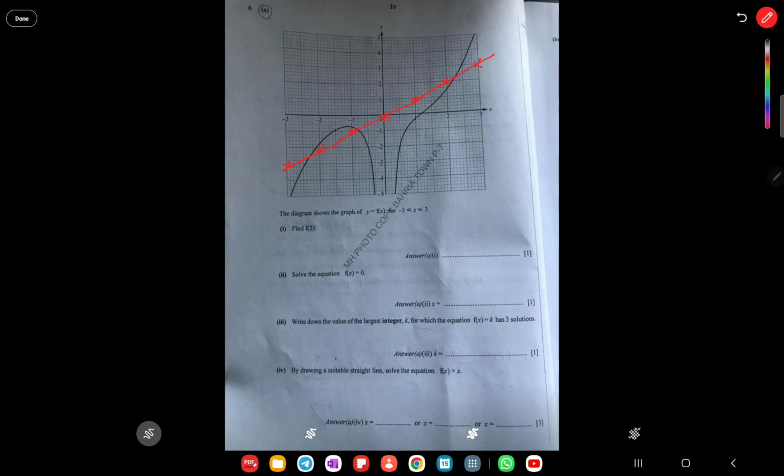Now you have to see these points. At this point it is cutting, so this is your one point, which is going to be 2.3. Then this is your next point, which is going to be around, my line is not exactly the correct point, -0.9, and in the last it's going to be this point, approximately -2.2. So you can write 2.3, -0.9, and -2.2. That's it. Thank you.